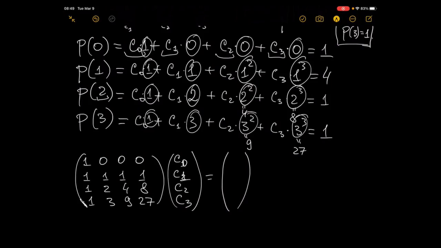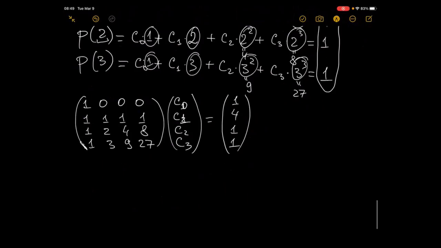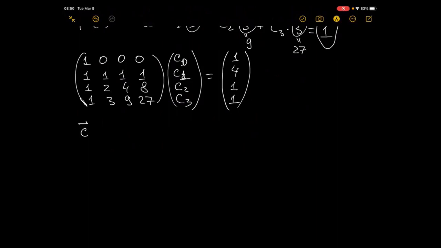So what will be the right-hand side? It's nothing else but this vector, right? 1, 4, 1, 1, right? So we got a system of linear equations, right? You already know how to solve this system through LU factorization, or in MATLAB you can find the inverse of this matrix, or you can just use the backslash operator. So okay, I will just give you the solution.